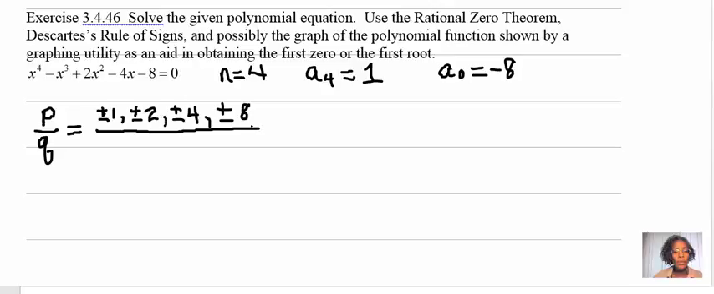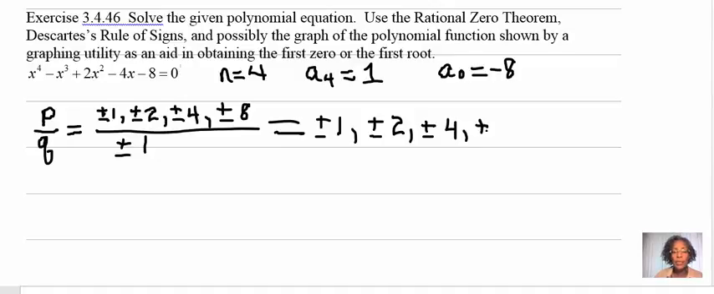Q has to be a factor of 1. So the only possibilities for Q are plus or minus 1. So that makes it easy. So in other words, P over Q is going to be plus or minus 1 over plus or minus 1. So that's merely a plus or minus 1. So in other words, we're going to get all the numbers that are in the numerator, since our denominator's only possibility is plus or minus 1.